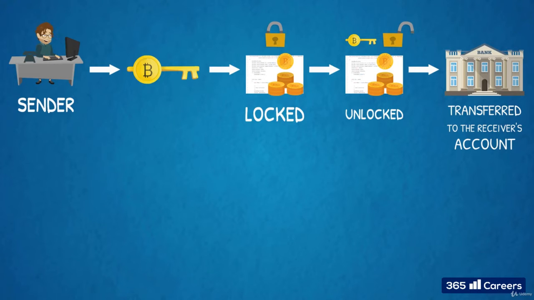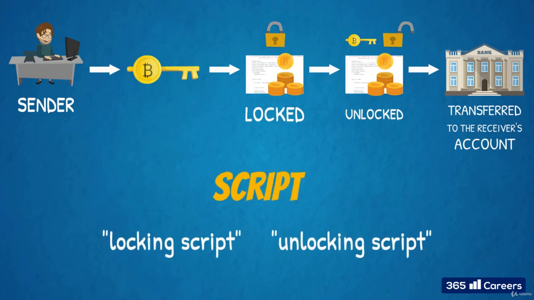After that, the coins in the form of transaction outputs are transferred to the receiver's account and are controlled by the receiver's private key. Given these two steps of each Bitcoin transaction, the most common scripts used to validate transactions are a locking script and an unlocking script. Bitcoin transaction scripts can also be a bit more complex, involving several conditions to unlock coins or transaction outputs.